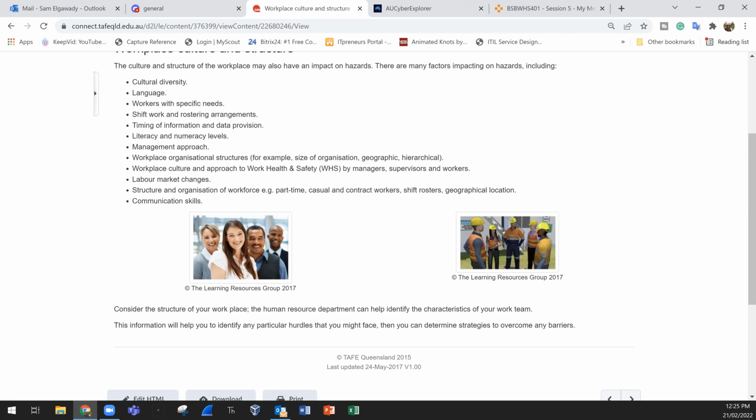Literacy and numeracy levels, someone can't read. So if there are posters on the wall and they don't know how to read them because of language barrier, or they don't know how to read, or dyslexia, or whatever, any reason, we need to make sure of that.